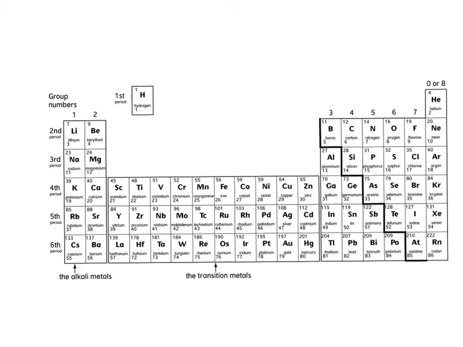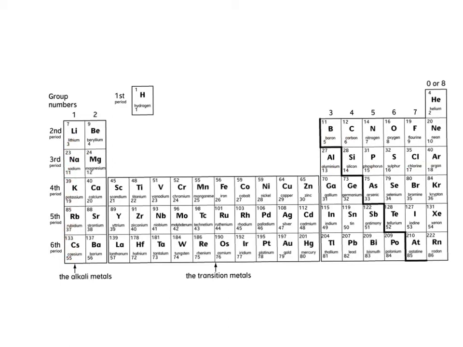You should also notice that it has rows of elements, and there is some significance to it. It has trends of properties from left to right as you go in a row, and these rows of elements are called periods.